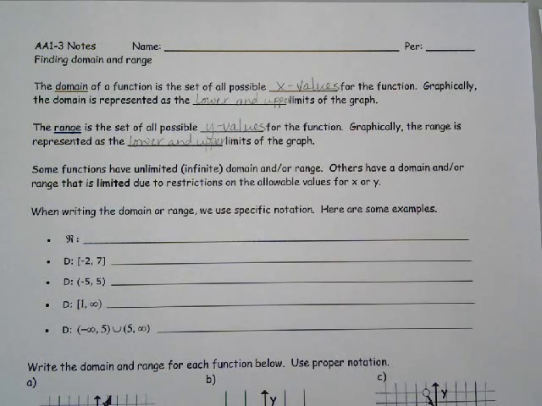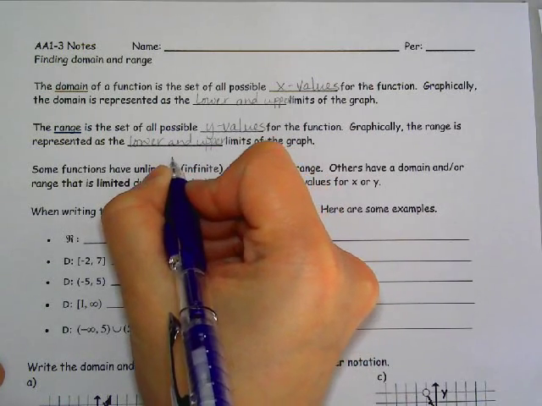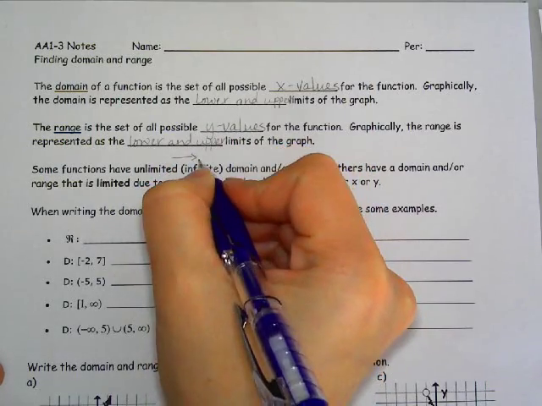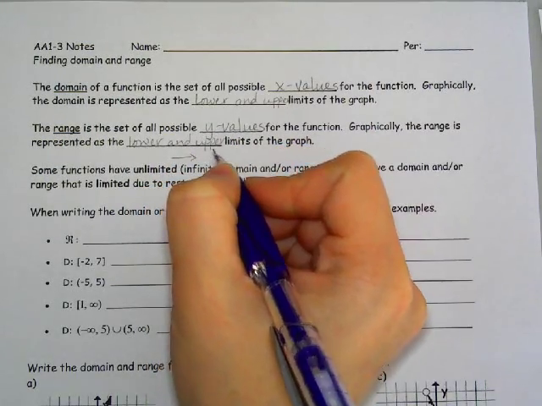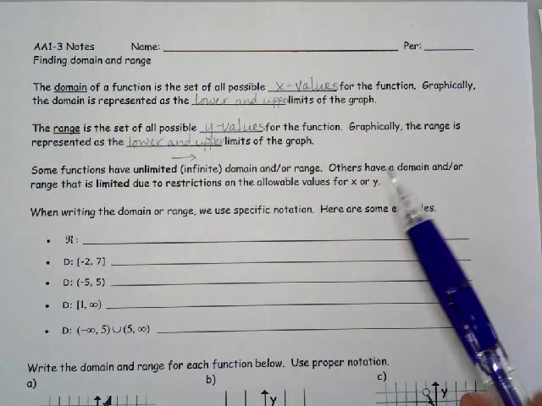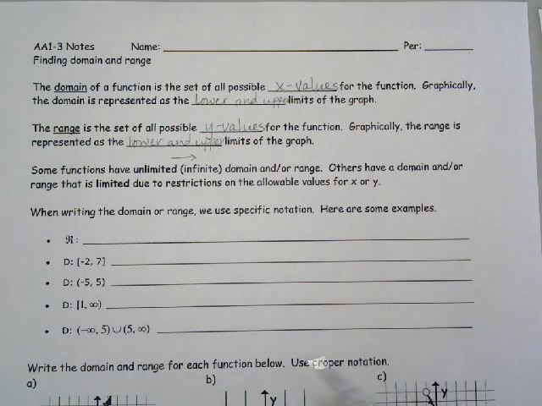Some functions have unlimited or infinite domain and range. If you see an arrow on the end of something, so a line that has an arrow, that would be infinite in that direction. Others have a domain and or range that is limited due to restrictions on the allowable values for x or y. So that could be a whole bunch of different things. You can find it from the equations or from the graph, and we'll talk about that in a minute.